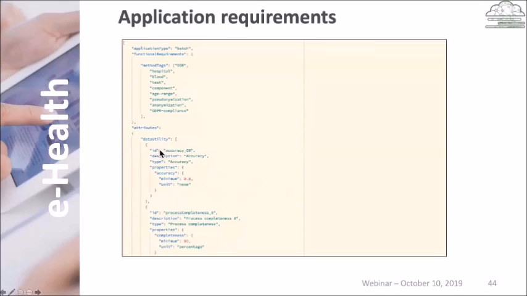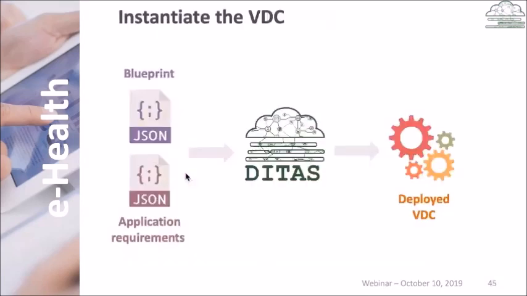So, for instance, we see here that there is a data utility measurement defined, so a requirement related to accuracy, and specifically, the application designer requires the accuracy to be at least 0.8, and many other data utility measurements can be defined in a similar way.